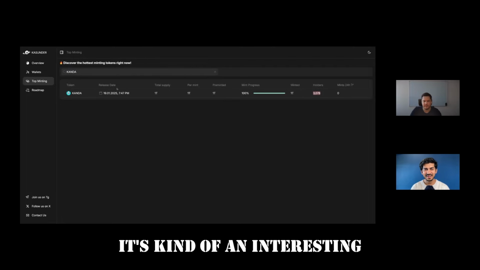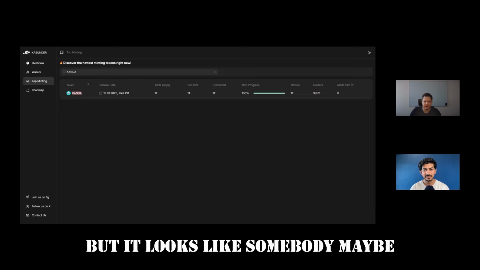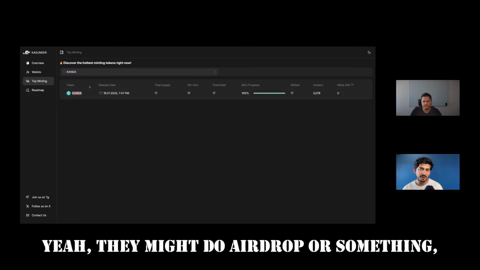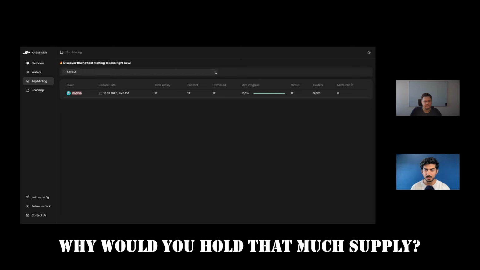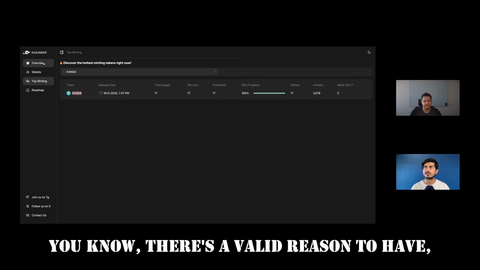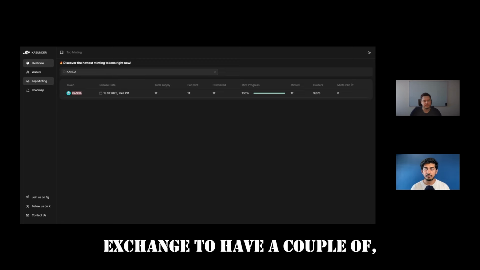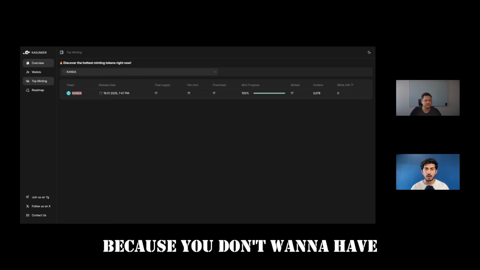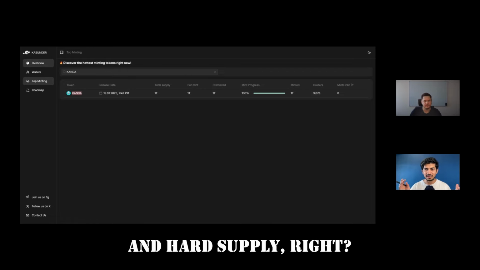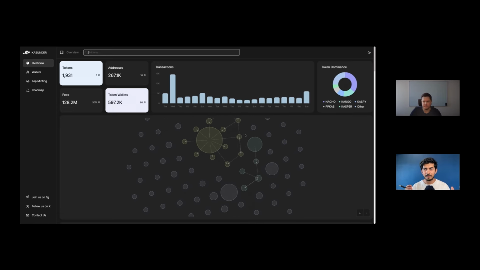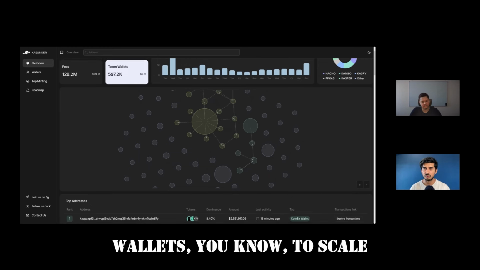It's kind of interesting. So I would just keep an eye on this token. Maybe something will go on later with this. Yeah, they might do an airdrop or something, but I don't know why you would hold that much supply. There's a valid reason, if you are a project or exchange, to have a couple of wallets, because for security reasons you don't want to hold the entire supply in just one wallet, right? You distribute them. That's for sure. But I'm trying to get my head around why you would have 3,000 wallets.